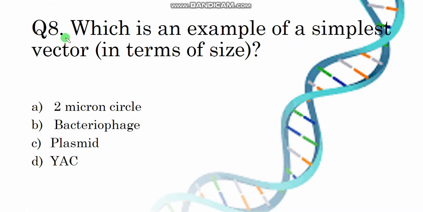Coming to question number 8, which is an example of the simplest vector in terms of size? Option A, 2 micron circle; option B, bacteriophage; option C, plasmid; option D, YAC. And here, the simplest vector is the plasmid.